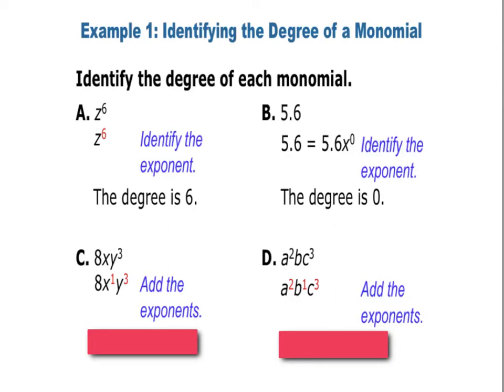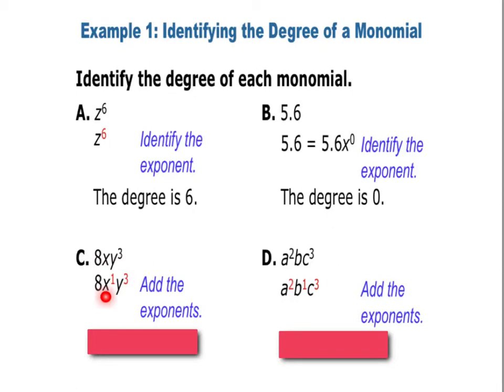Okay, now let's take a look at this one here. I have 8xy cubed. Now, remember, this x is x to the first. So if you don't see an exponent, it's to the first power. Y to the third. So here's a monomial, because remember, a monomial is the product of numbers and variables all pushed together.